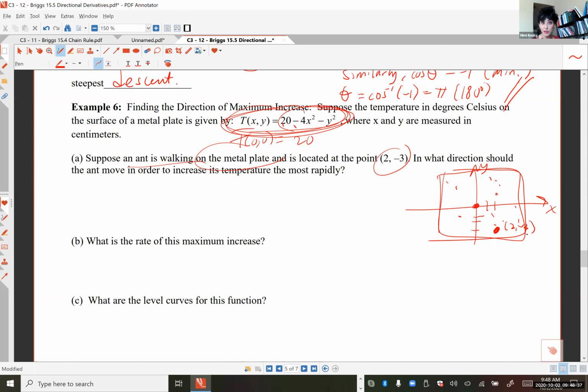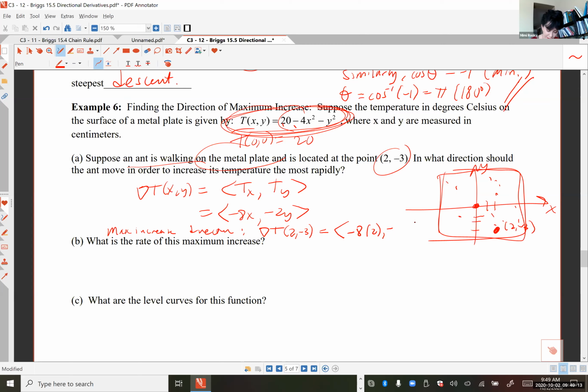Well, I claim he should go in the direction of the gradient. So let's go get the gradient. That's simply going to be a vector that contains the partials. If I do the partial of this big T function with respect to x, I get -8x. And if I do the partial of big T with respect to y, I get that. And then the maximum increase direction is going to be simply del T evaluated right where the ant is, at the point (2, -3). So I'm simply going to substitute the coordinates of this point where the ant is sitting. I'm sure the ant is getting burned up by now, but we get <-16, 6>.